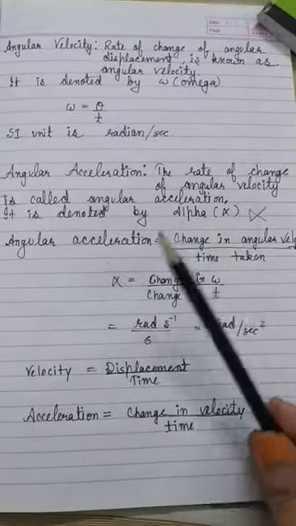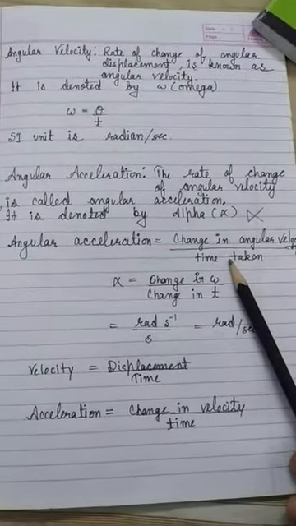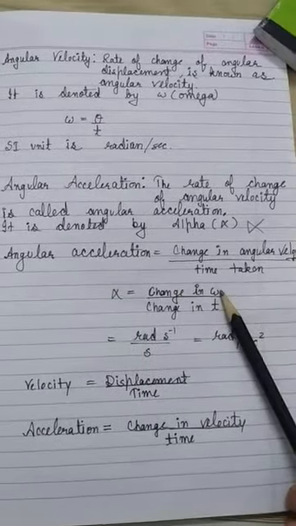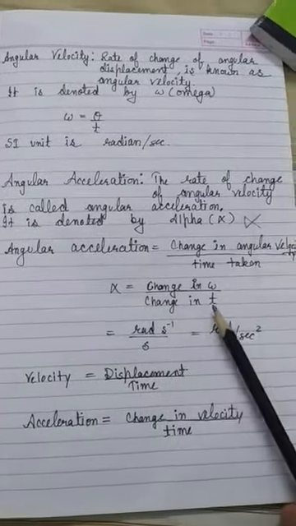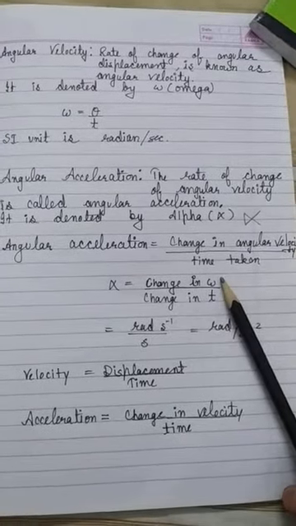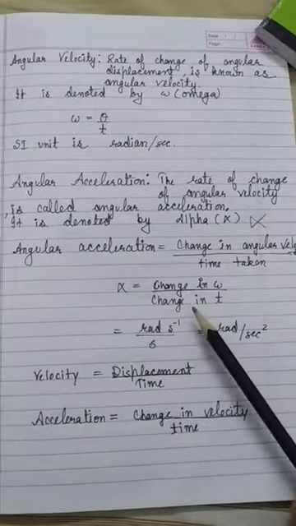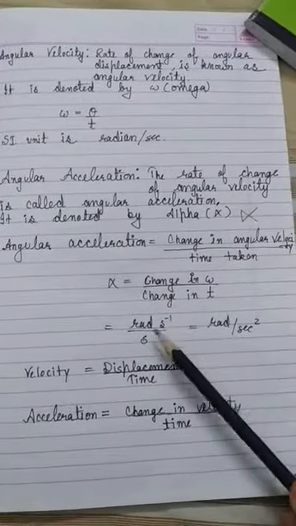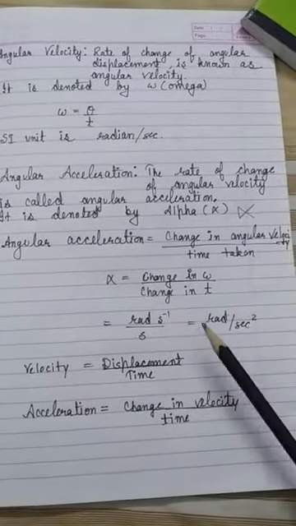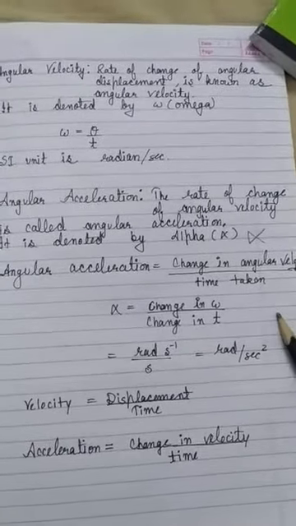The formula will be angular acceleration equals change in angular velocity upon time taken. Alpha is equal to change in angular velocity, denoted by omega, upon change in time. Now remember, what is the SI unit of angular velocity? Radian per second. This we have written here. And the SI unit of time is second. So when this second comes down, it changes into second square. So the SI unit of angular acceleration is radian per second square.